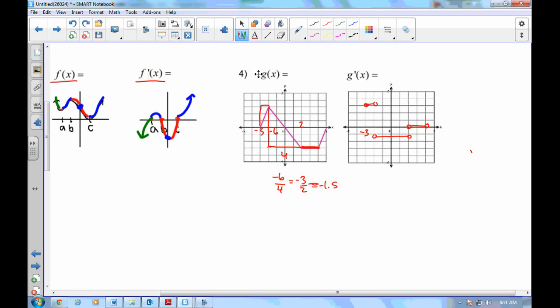And then finally, we go up 3 to the right 1. That last guy has a slope of 3. So for the derivative, we would show the slope again at 3, open to closed. The derivative is showing the slope of the tangent line of the function f of x.